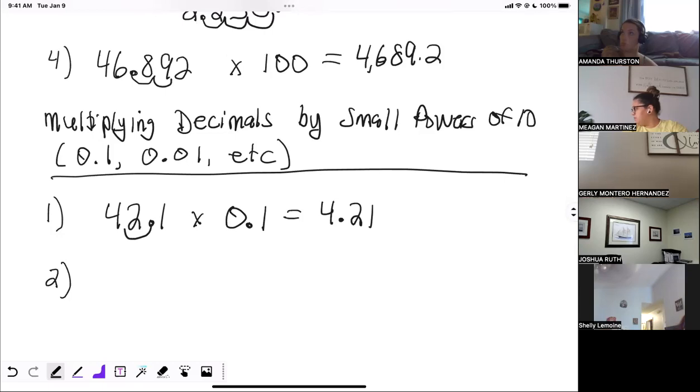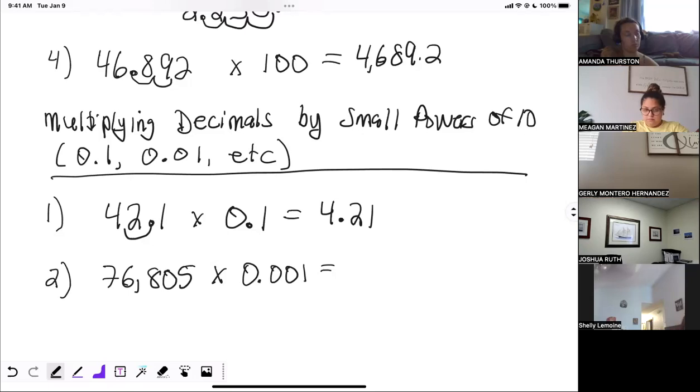Okay, 2. 76,805 times 0.001. It's 1/1000. So I had 3 decimal places. So I'm going to take my decimal place, if there aren't decimals at the end, and I'm going to move it 3 decimal places to the left. 1, 2, 3. So 76,000 is now going to become 76.805 because I made it smaller by 3 decimal places.